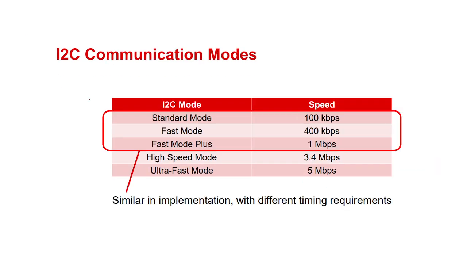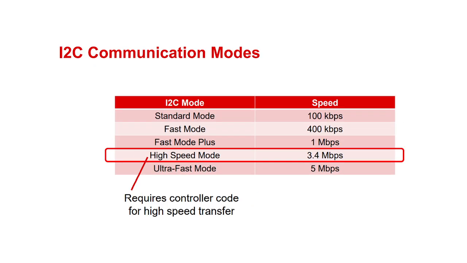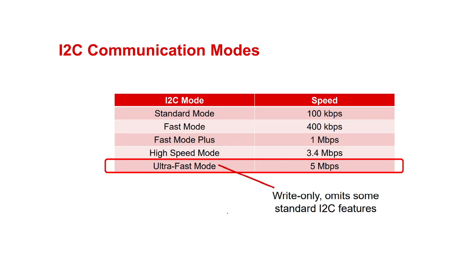If you want to implement standard mode or fast mode, different timing requirements are needed. High speed mode requires an extra controller code for high speed transfer, and ultra fast mode supports write only, and omits some I2C features. These are the different types of I2C communication.